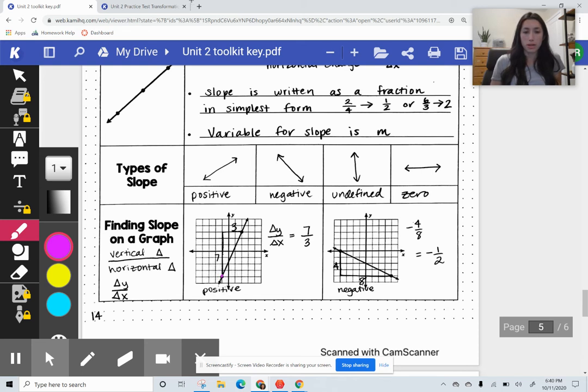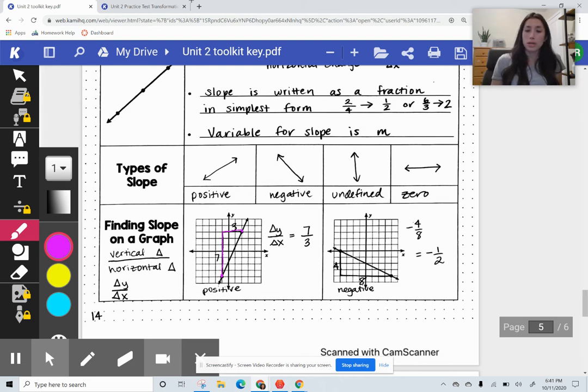Like, for example, we've got here 7 over 3. So remember, slope is vertical change over horizontal change, and making sure we also simplify it if necessary. So 7 over 3 is just going to stay 7 over 3. It's not going to simplify. But we always want to write it in simplest form. So for example, a fraction of 2/4 would become 1/2, or a fraction of 6/3 would become 2.